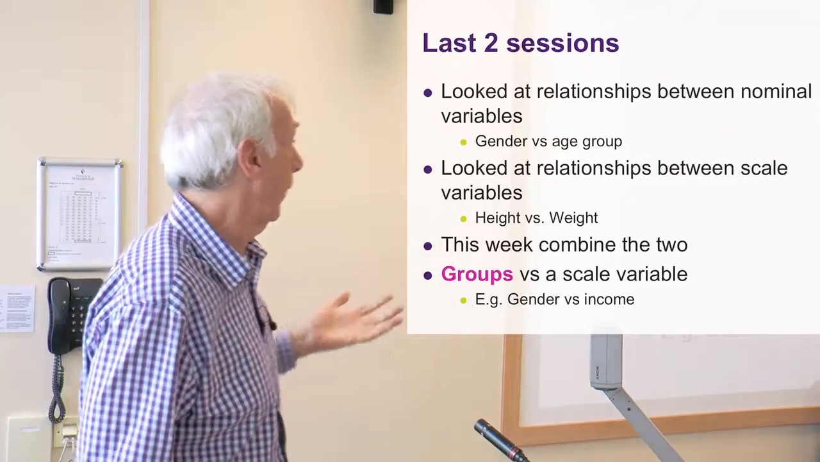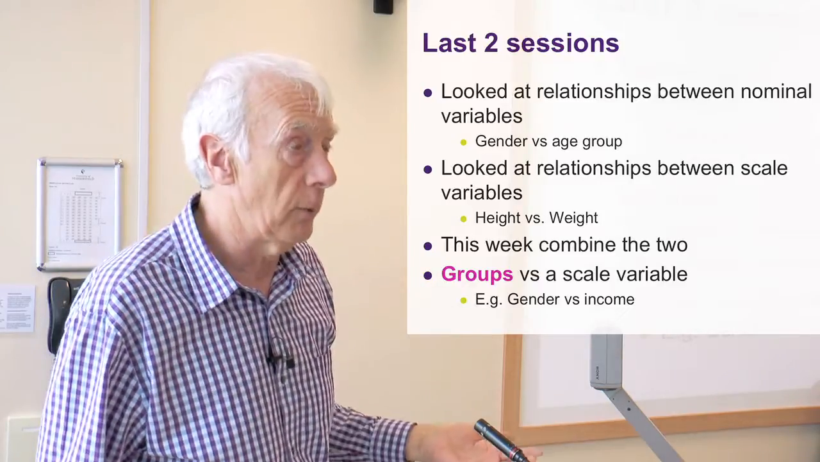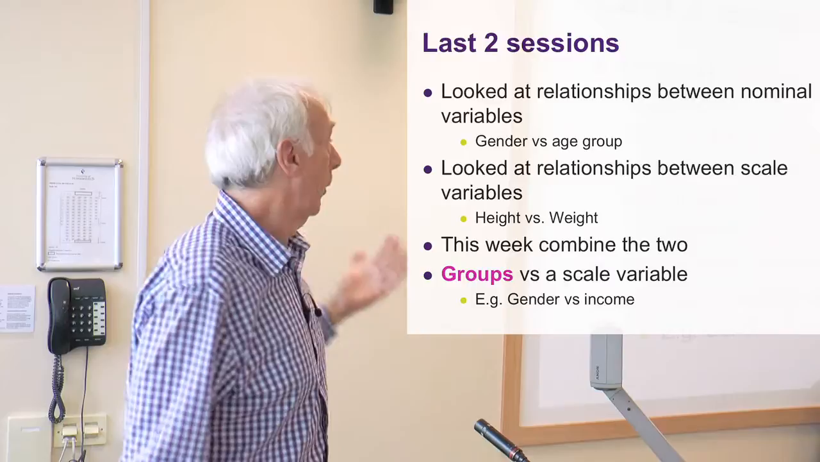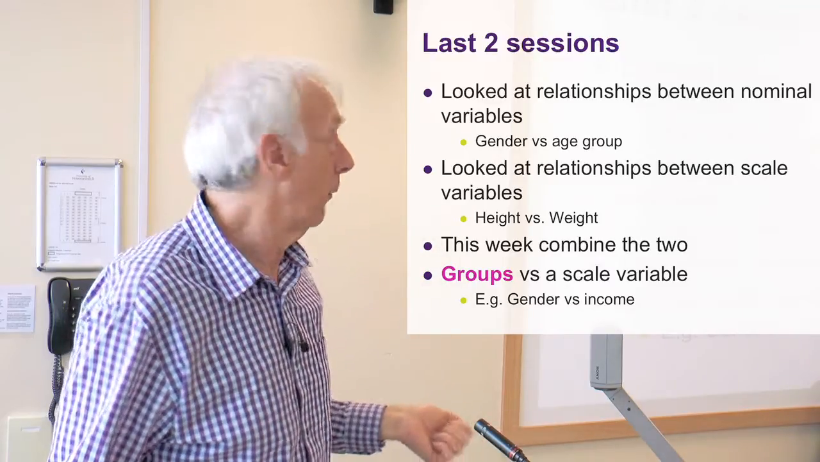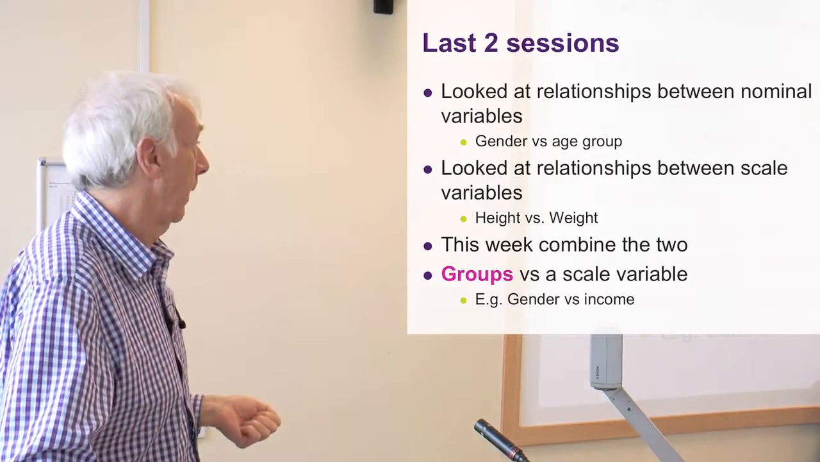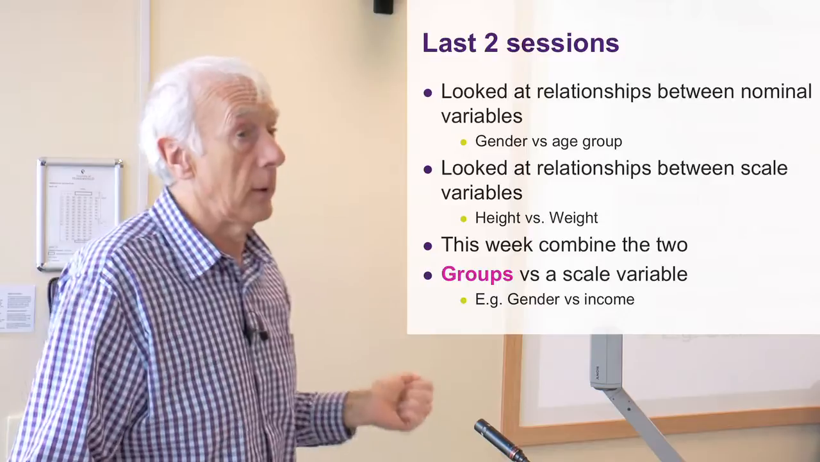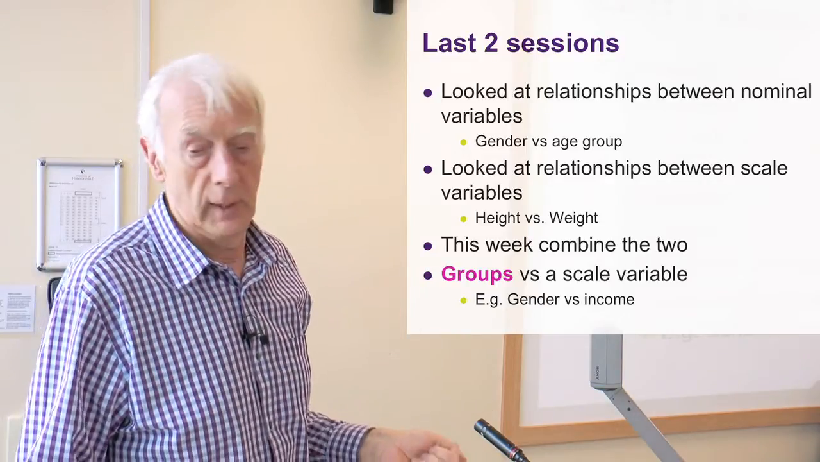So it'd be a way of looking at, for example, gender versus income. Gender is a categorical variable, a nominal variable. But we want to look at how that relates to income, and income is clearly a scale variable. It's a straightforward measure of income. So how can we do that? And that's what I'm going to be looking at today: in particular, what statistics we can use to do that.